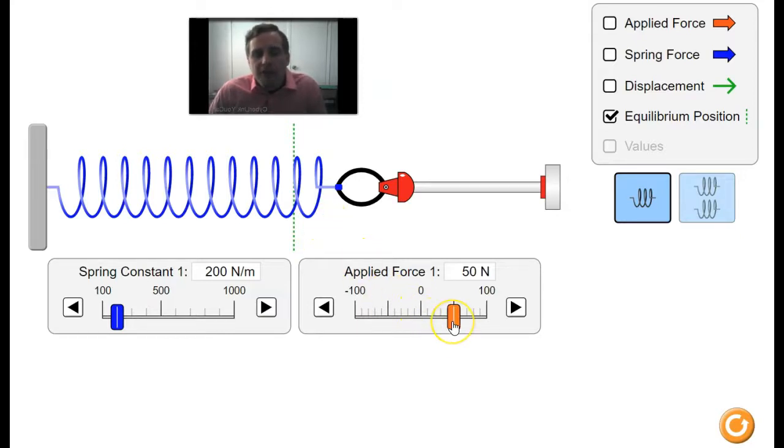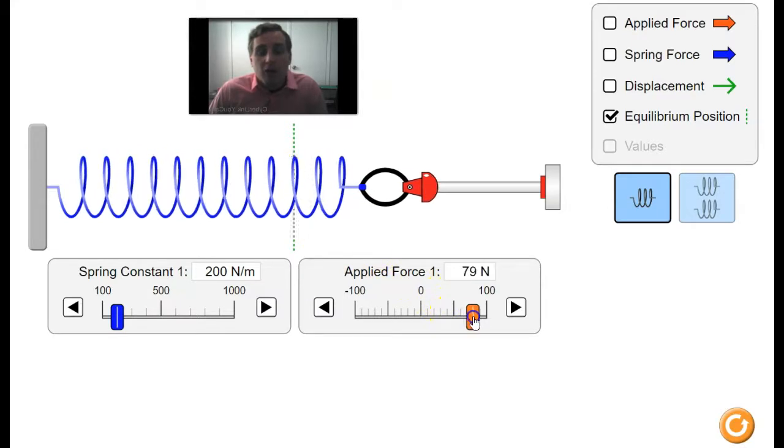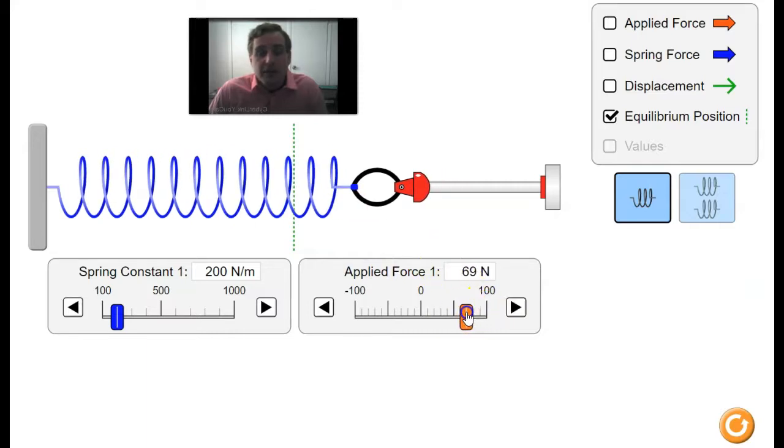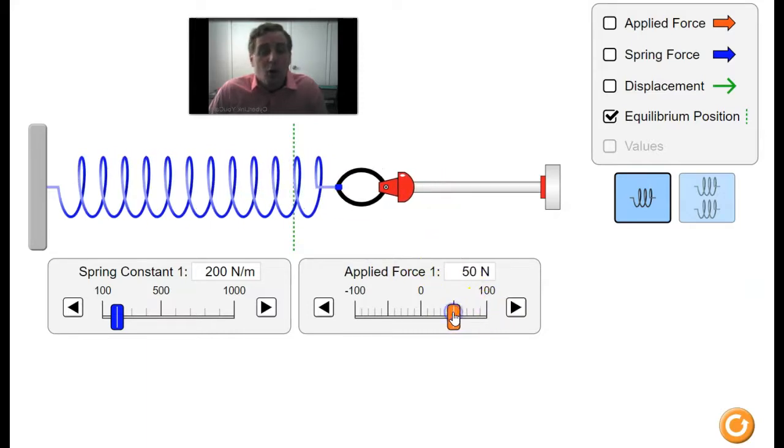Note that the applied force, being 50 newtons, when you apply it to this spring, should move this thing, I believe, 1/4 of a meter. Let's think about why that is. Well, if it required, let's say, 100 newtons, that would be half a meter. So 50 newtons would only be 1/4 of a meter. So let's take a look at that.